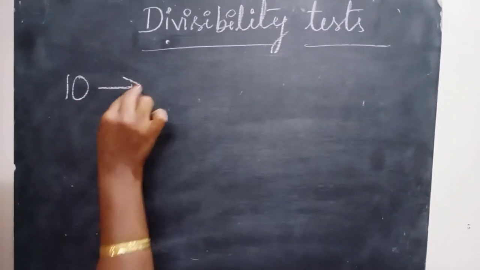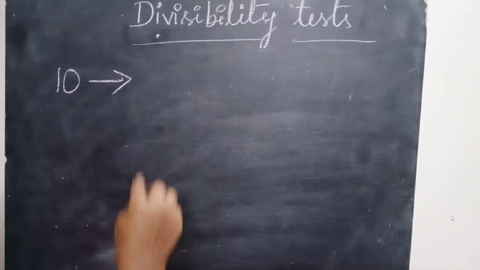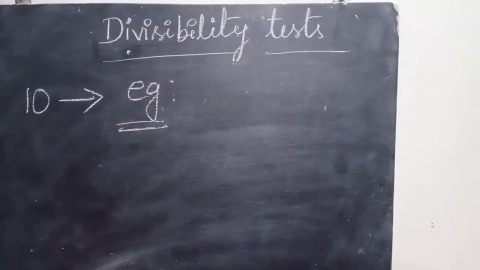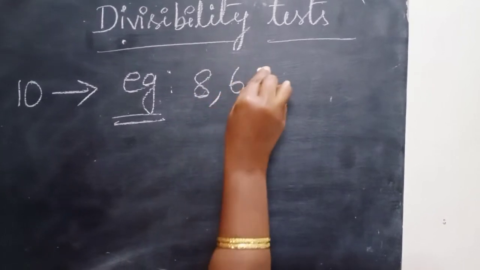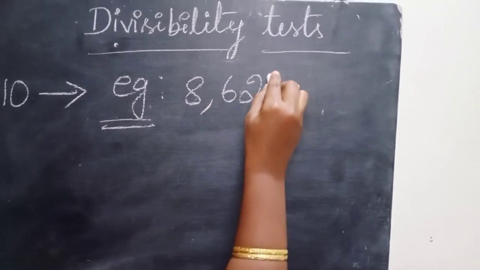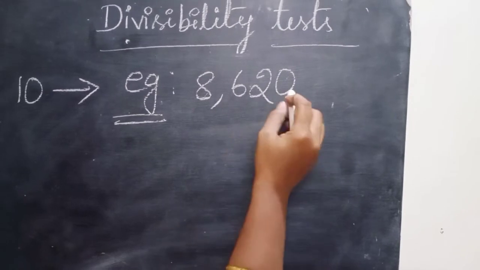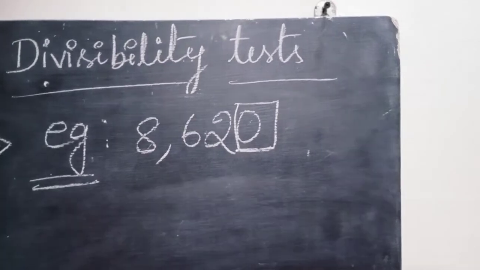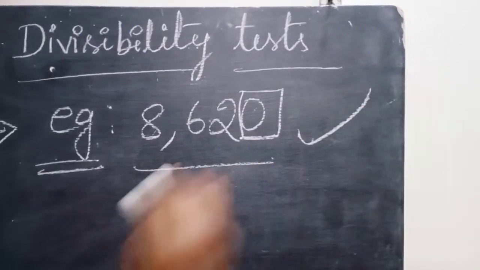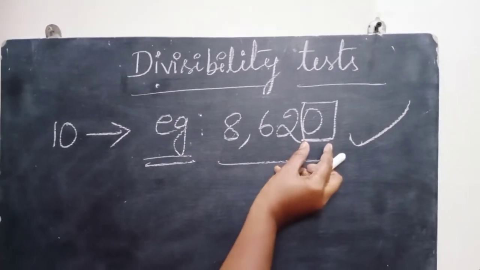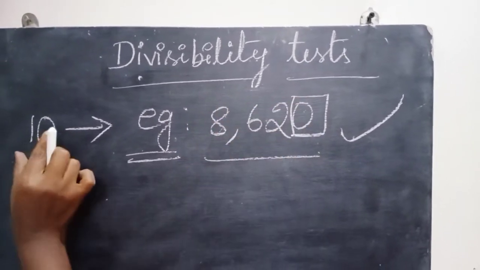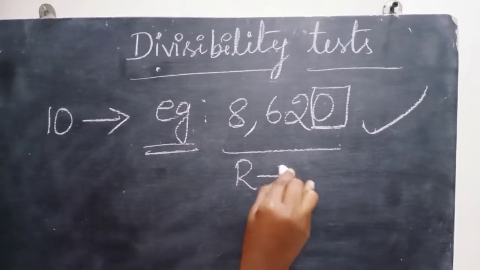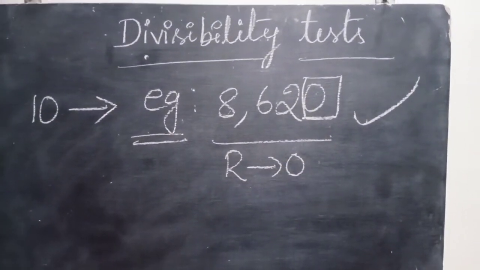Rule for 10. What I said: the last digit should be 0. For example, 8620. What is the last digit here? Units place, 0. So the total number will be divisible by 10. The last digit should be 0, then the given number is exactly divisible by 10. The remainder will be 0. Clear, children? Now for 11.